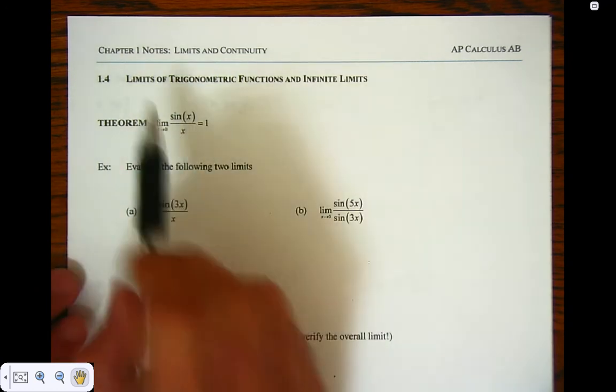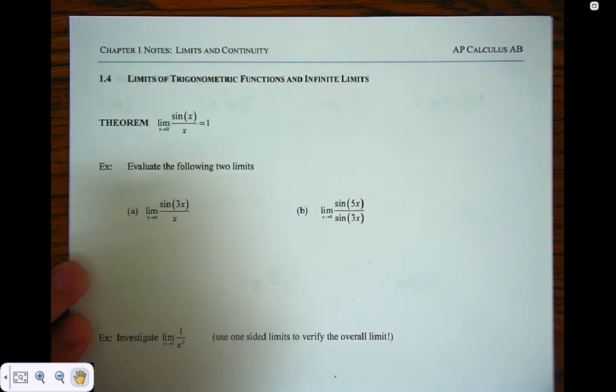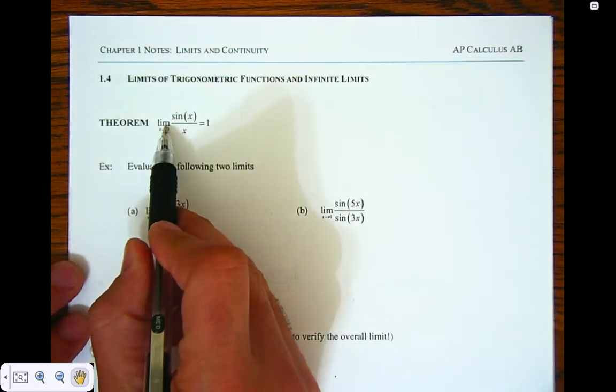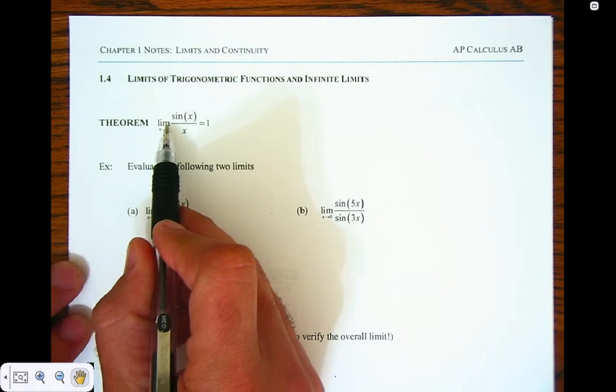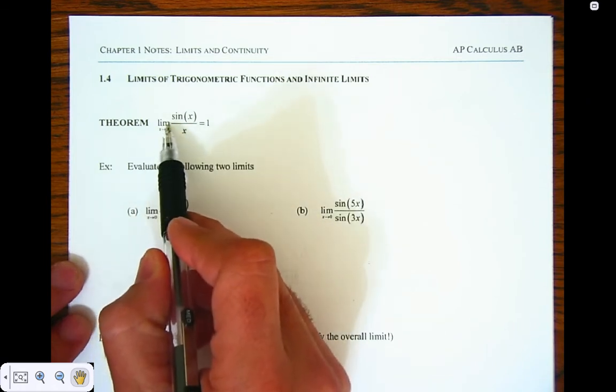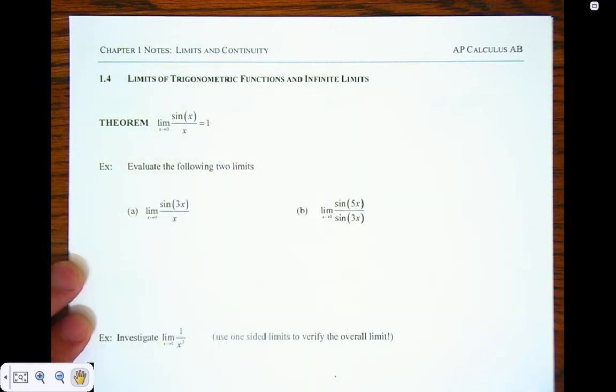Okay, so we're going to talk about limits of trig functions. So we're still living in this limit world. We learned about direct substitution. If you get an indeterminate form, you do 3 things, right? You try to factor and cancel, you try to rationalize, or you try to simplify complex fractions.